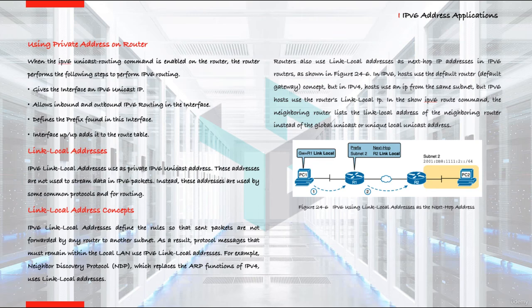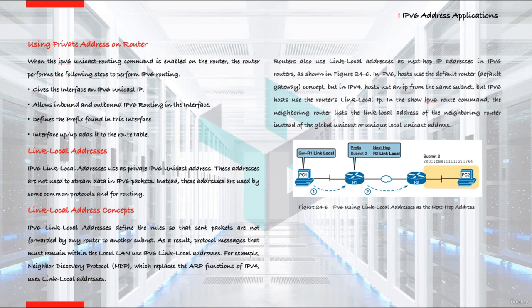Link local addresses are the addresses that we use as unicast addresses in IPv6, which are not used to stream data in IPv6 packets, but instead are used by some common protocols. IPv6 link local addresses define the rules for the transmission of sent packets by any router to another subnet. As a result, IPv6 link local addresses are used for protocol messages that need to remain on our local network. For example, instead of the ARP function in IPv4, there is Neighbor Discovery Protocol in IPv6. This Neighbor Discovery Protocol uses our link local addresses.